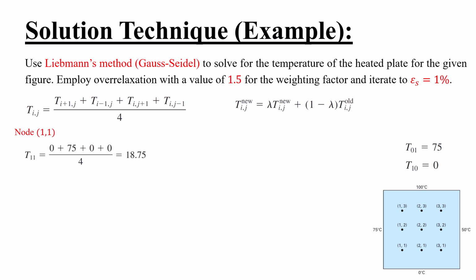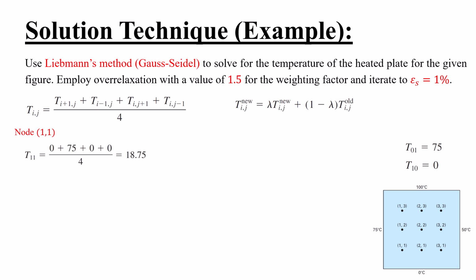When you do that, you come over this relation. You see that the only known values are 75 and 0, the others are unknown. You just put 0 here. Now you get the value of 18.75. You don't use this value for the next iteration.